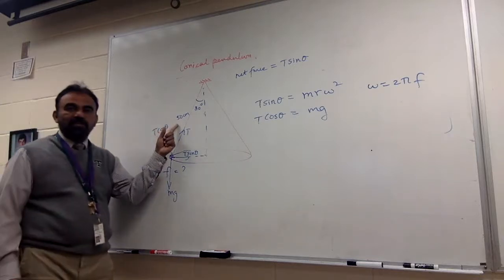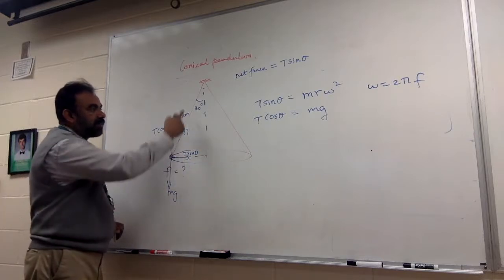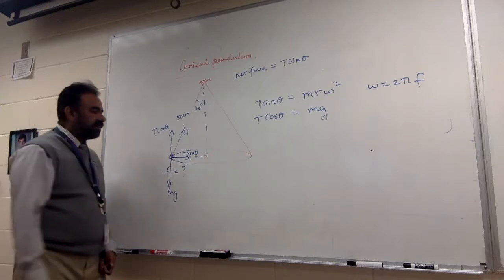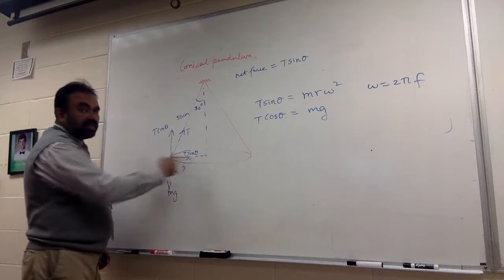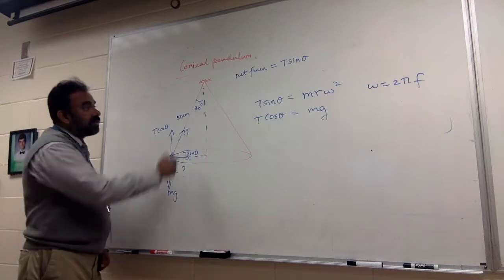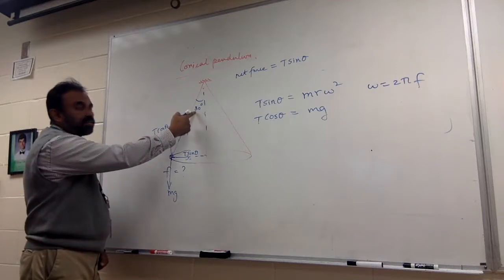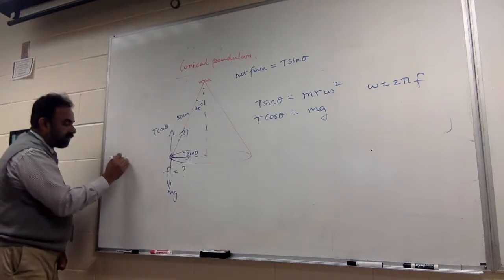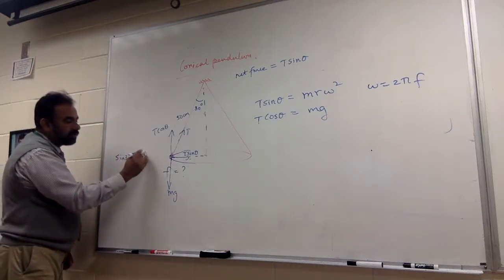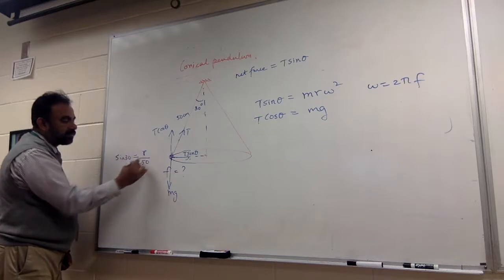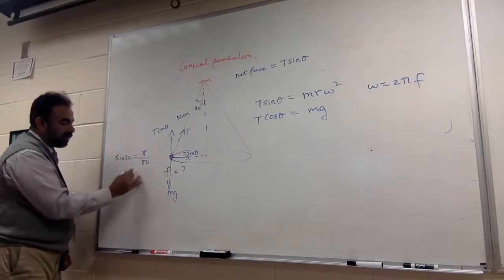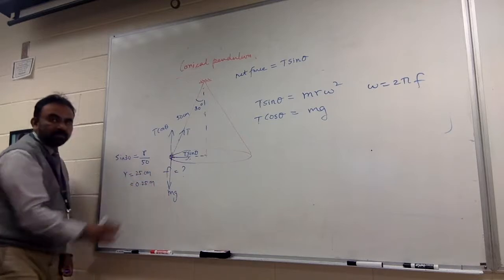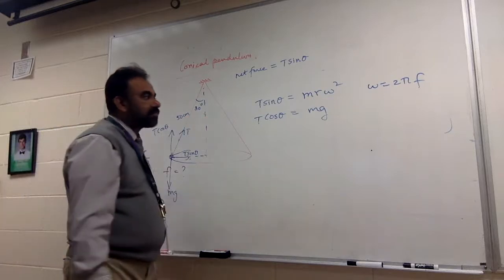So this is the 50 centimeters I gave you, and you can find this radius by trigonometry. This is 30 degrees, that's 50. So what should be this? 25. So you can find out that this radius is 25 centimeters. How? Sine of 30 is opposite over hypotenuse. So therefore r is equal to 25 centimeters, which means 0.25 meters. So we have the radius.